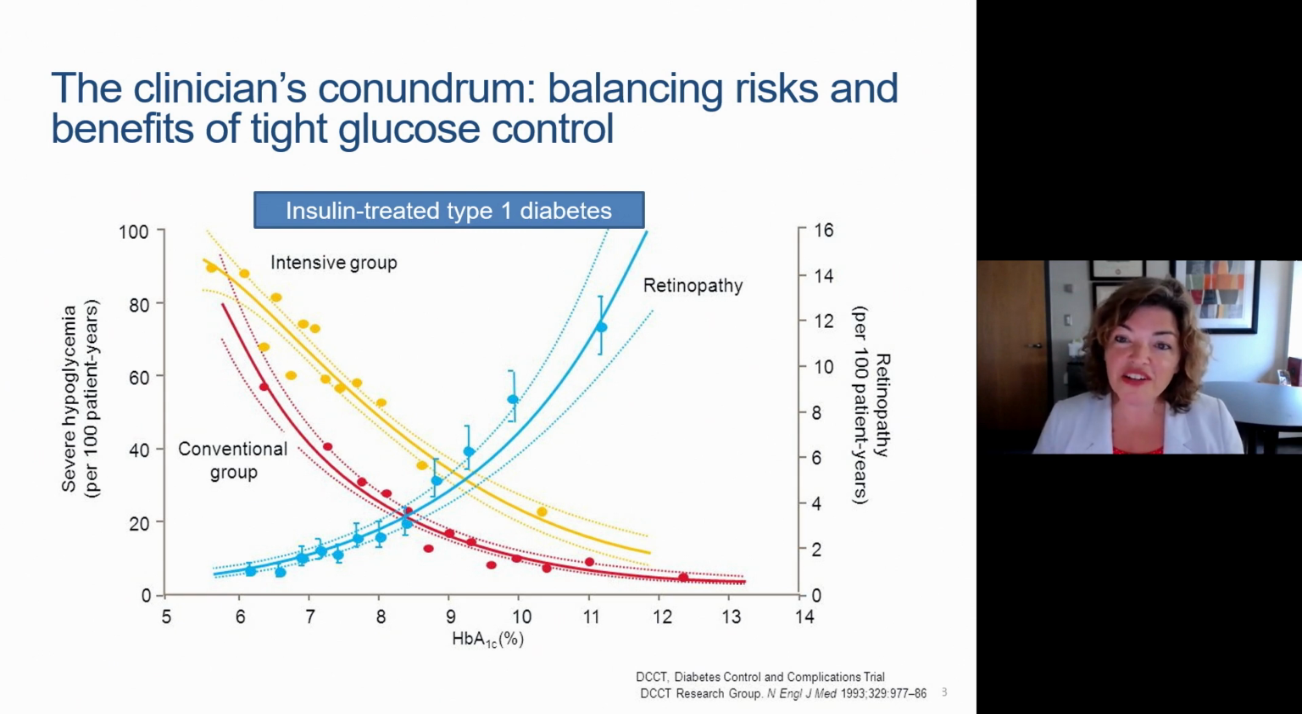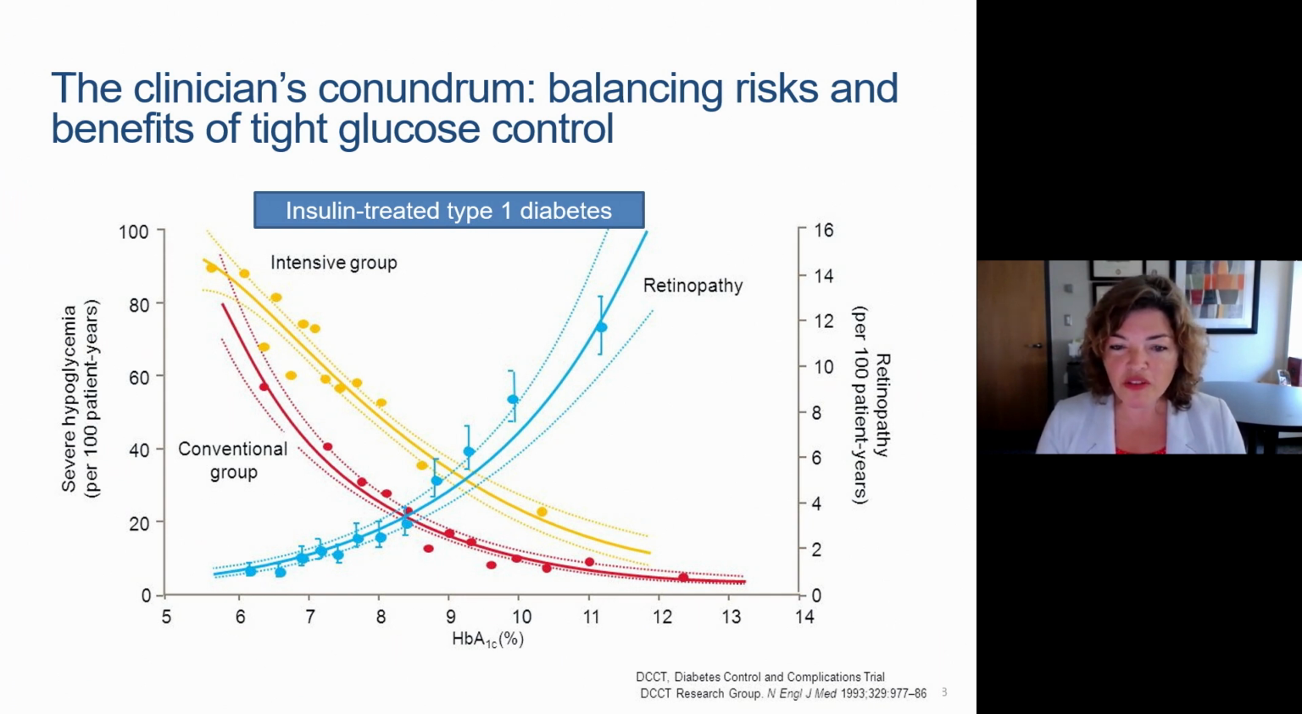Now, the clinician's conundrum is balancing risks and benefits. We know we cannot achieve an A1C below 6.5 in actually the majority of our patients. And it has a lot to do with the burden of therapies, but it's also about hypoglycemia. This is from a type 1 diabetes cohort in the DCCT trial, which really changed the paradigm of glycemic control in this insulin deficient diabetes.